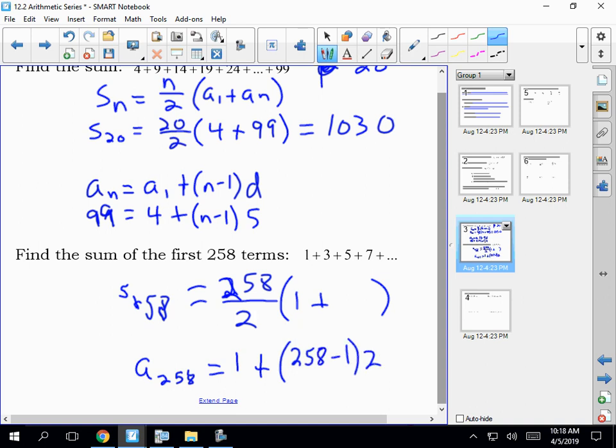So what do we get here? 2 times 257? I don't know. That's why I have you. 514. 514 plus 1 is 515. So there it is. Fill in the blanks. And that's literally what I'll do with these formulas. Just go, okay, now what do I need to be able to find out what I'm looking for? So the sum of the first 258 terms is what?